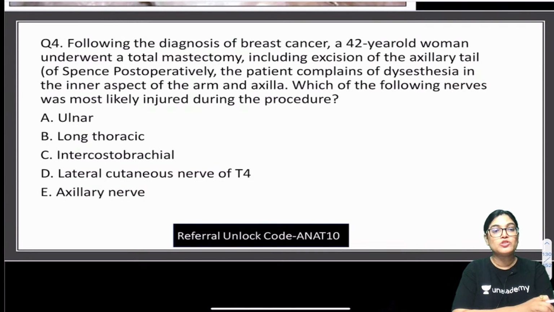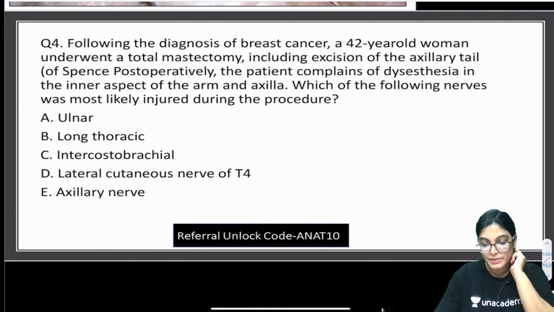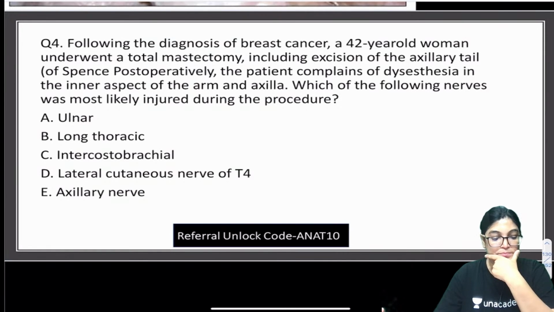So according to you, which of the following nerves is most likely injured while performing this procedure? Your time starts now. Question number 4, please mark the correct answer.